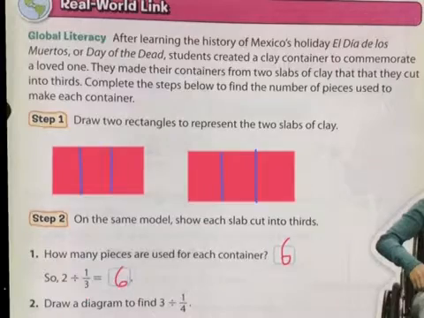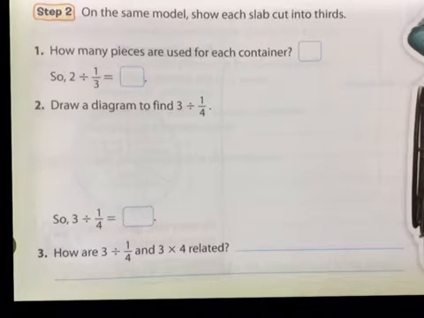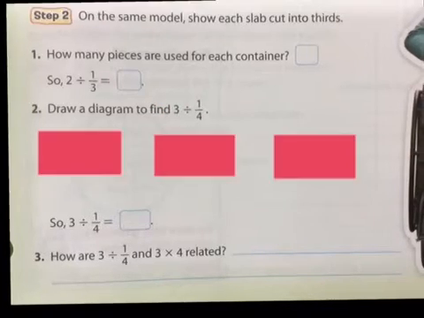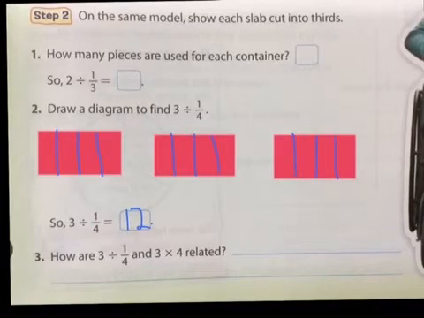Right? Let's do the same for number 2 now. Draw a diagram to find 3 divided into quarters. So same thing, 3 slabs, and let's divide them into quarters. So there are my 3 slabs, and now I'm going to cut them into quarters, the way I'm being told. Cut them into quarters. So all 3 are going to be divided into quarters. So I essentially just cut it in half, and then I cut each half into halves, and that gives me quarters. How many pieces do I have in total now? I have 4, 8, 12. So 3 divided into quarters is going to be 12, as you can see right there.